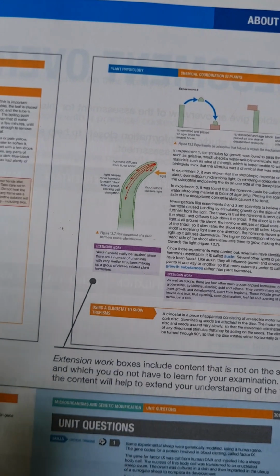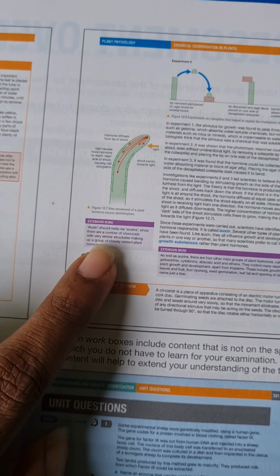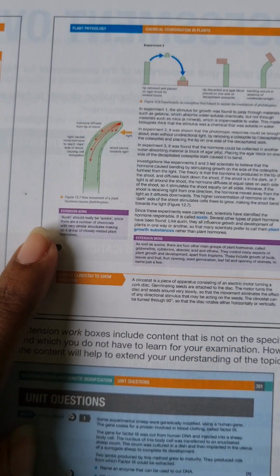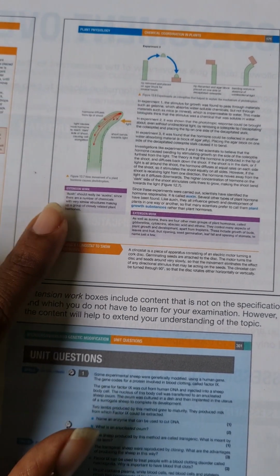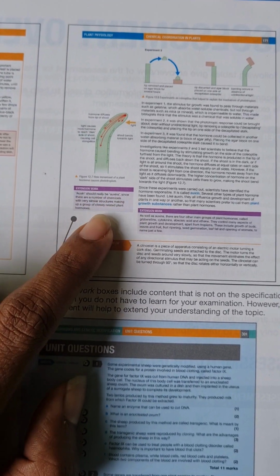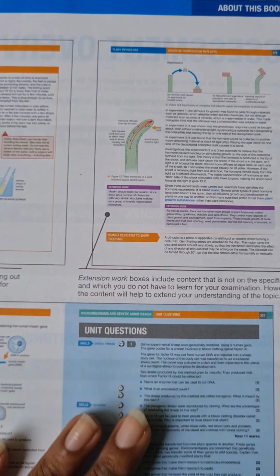So sometimes we also come across these purple boxes. These purple boxes are called the extension work. In this extension work, you don't necessarily have to study them, right? But we can read them to enhance our knowledge in biology, right? So basically, this will enhance a lot of the application side of biology.